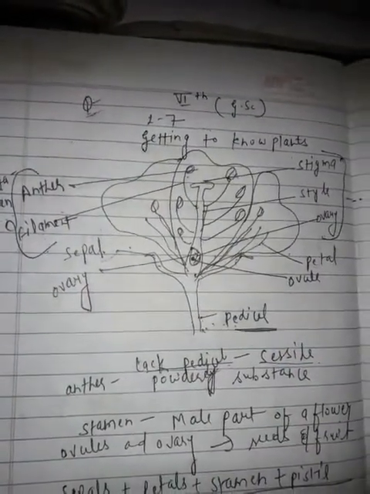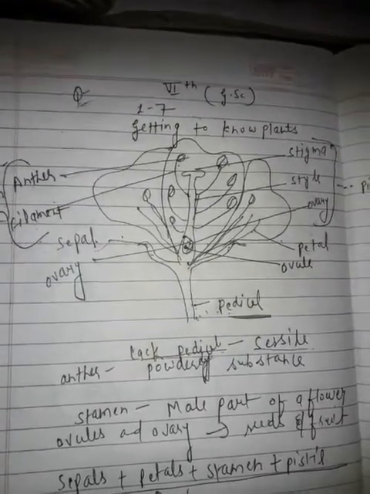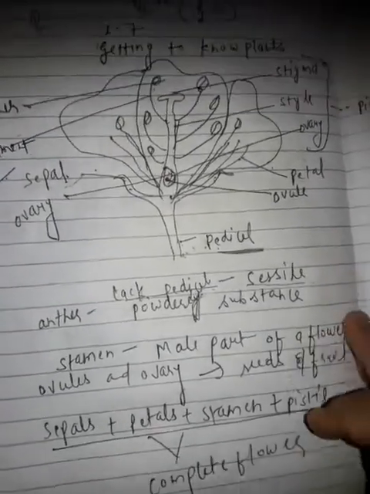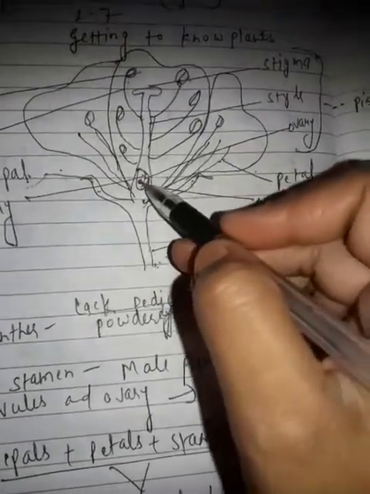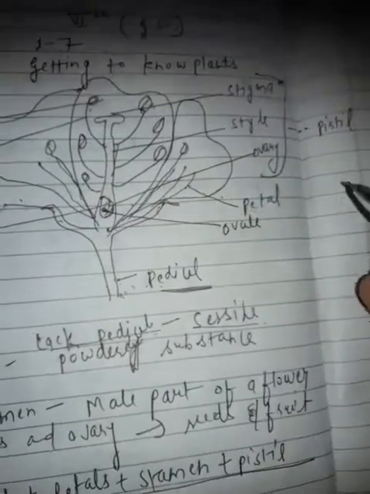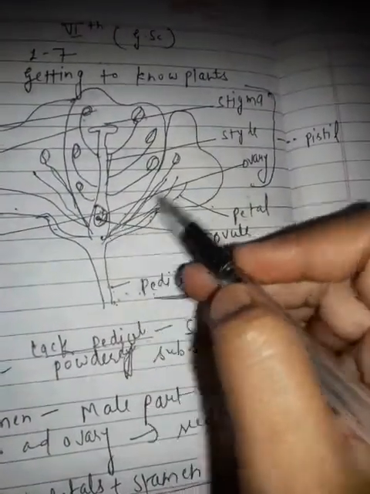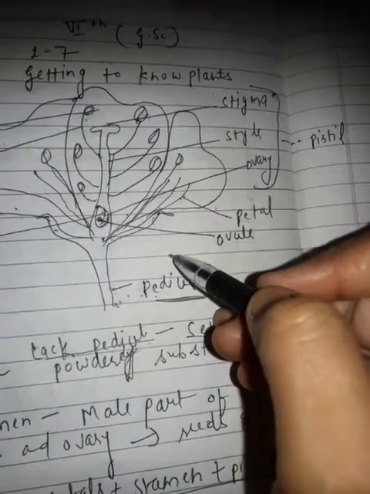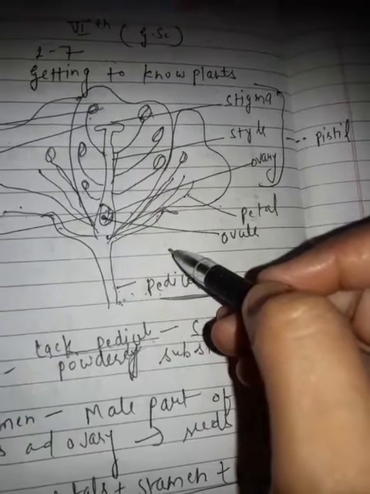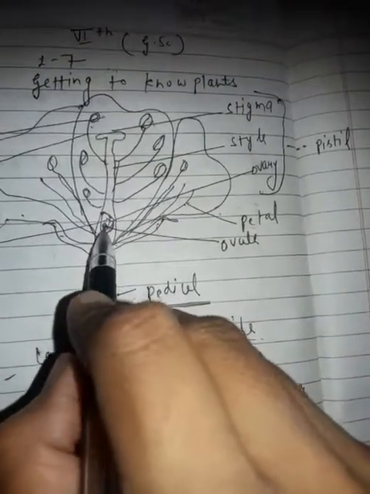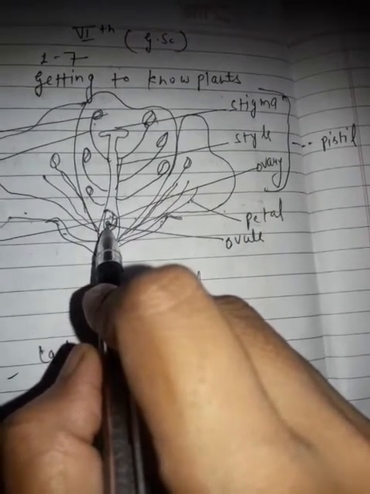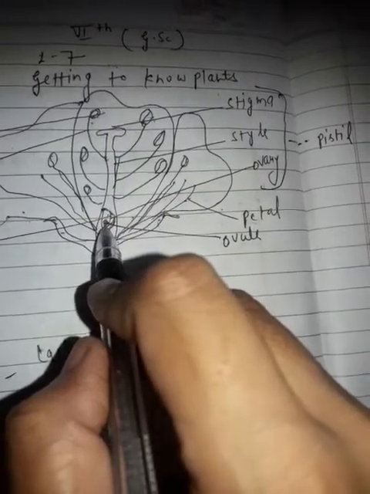And the central part of the flower is the female part, consisting of a flask-shaped organ called the pistil. Each pistil consists of a basal swollen part called the ovary, and the ovary contains ovules. The ovary continues into a long style and ends in a knob-like part called the stigma.